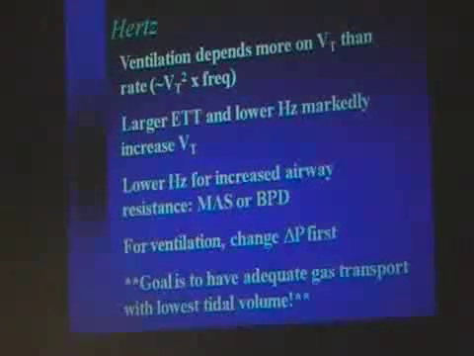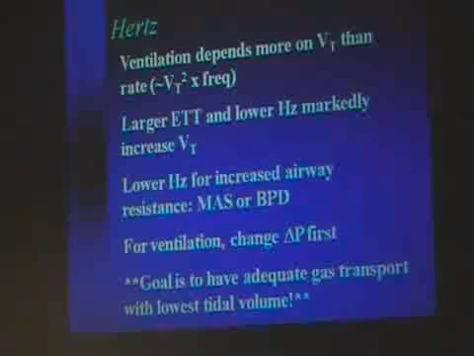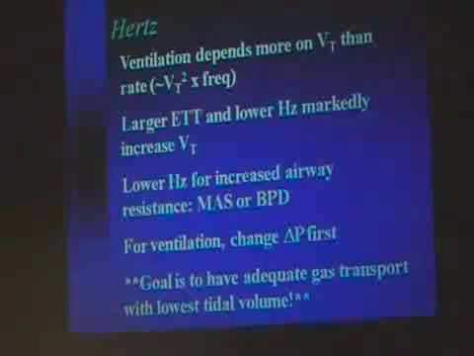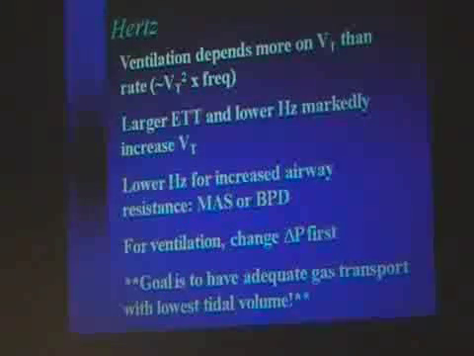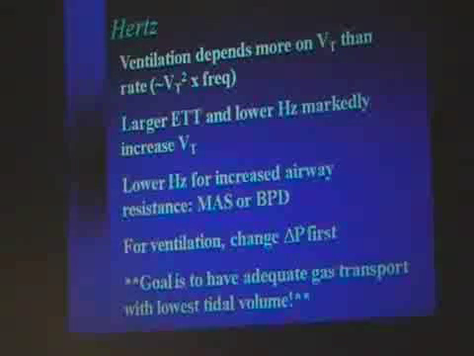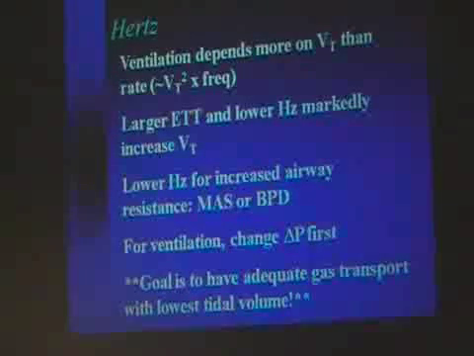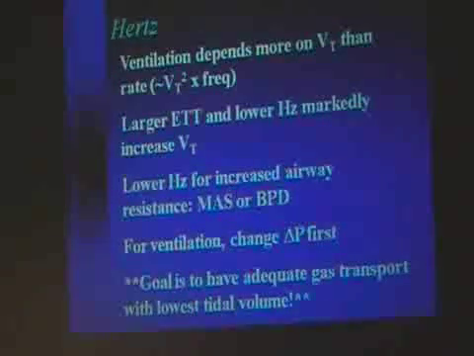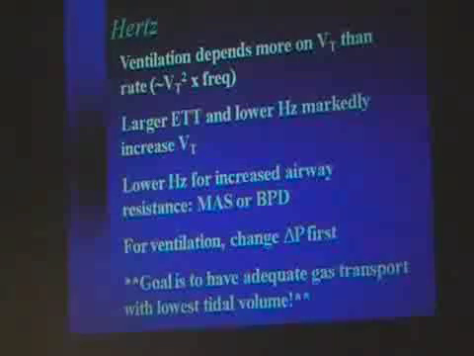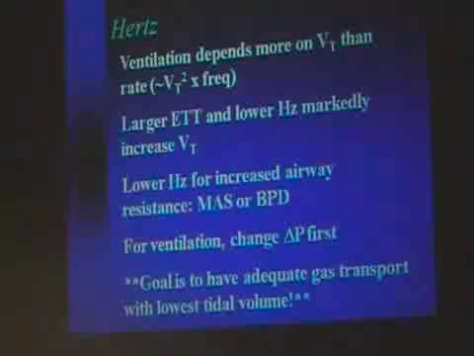So ventilation, again, depends on tidal volume more than frequency. A larger endotracheal tube and lower hertz markedly increase the tidal volume, so be very careful. This is why we do not go down on the hertz unless we absolutely have to. Lower hertz for increased airway resistance, such as BPD or meconium aspiration, because of what we just talked about. So change your delta P first. It's a much more sensitive way to change.